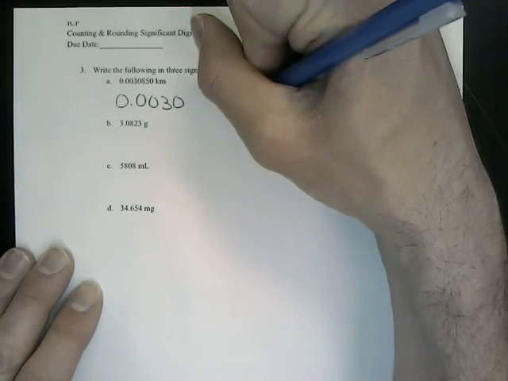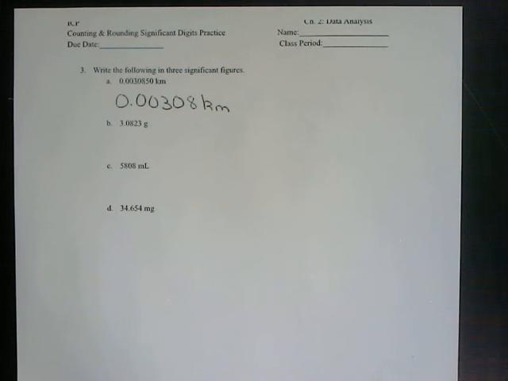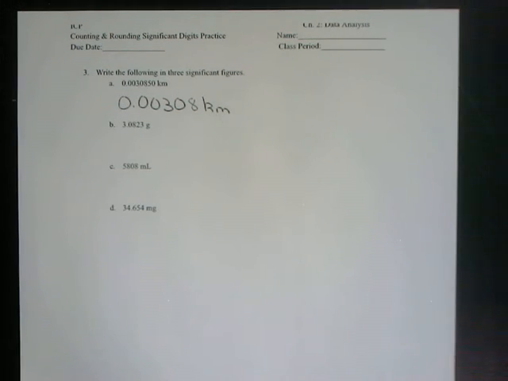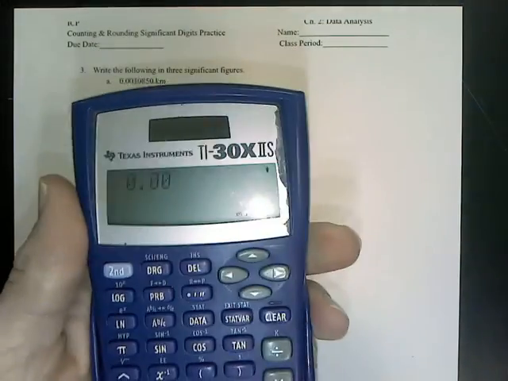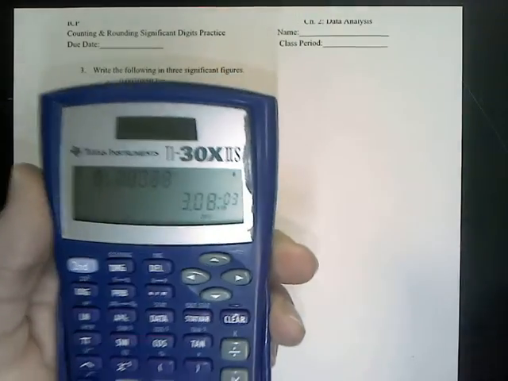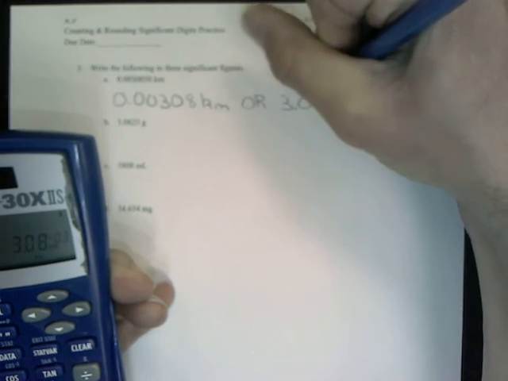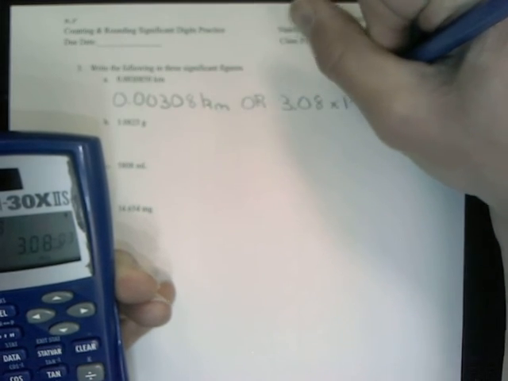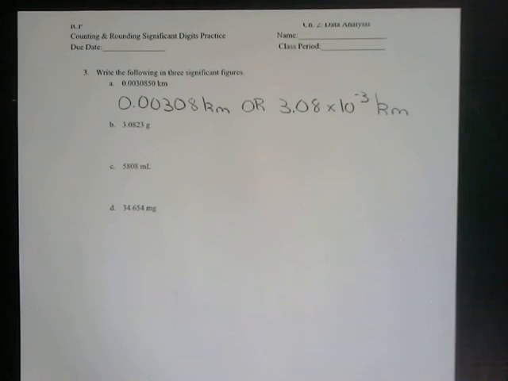So this would be 0.00308 kilometers. Or if you want to express that in scientific notation, we could take 0.00308 and you press enter. We put that in scientific notation. That would be 3.08 times 10 to the negative third kilometers. Okay? Now, I want to do one more problem.